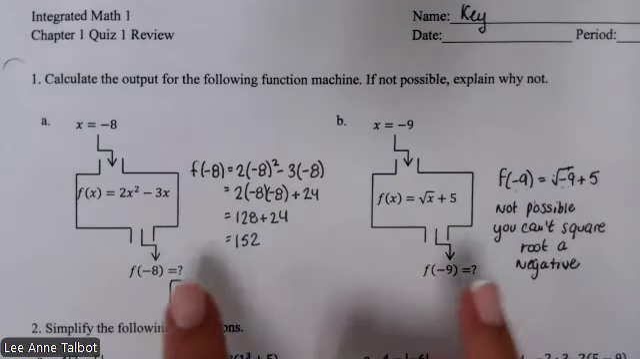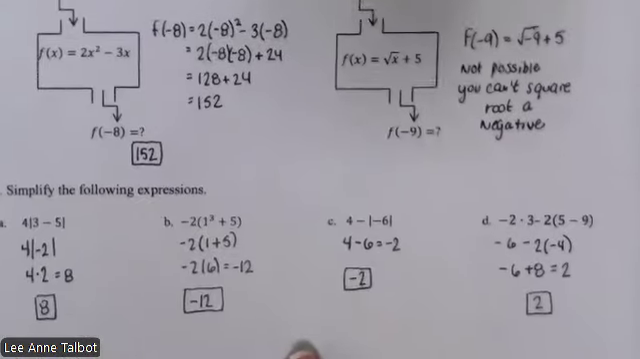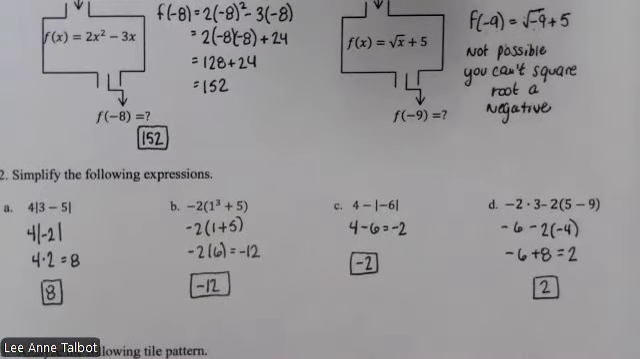Okay, everybody good with number 1? Okay. Number 2 is 8, -12, -2, and 2.